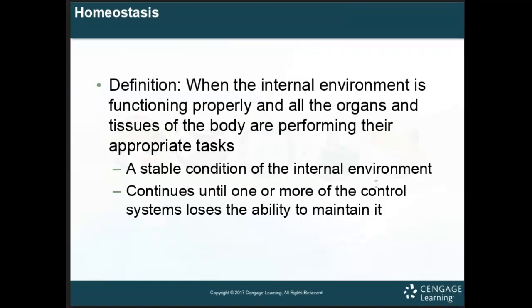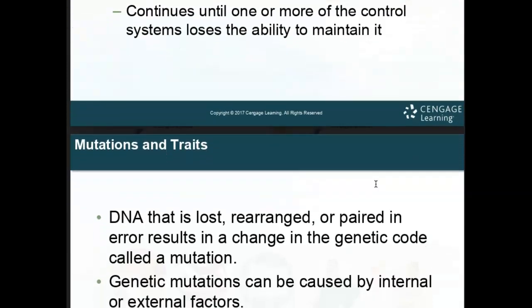Homeostasis. So we talked about this a little bit in the first presentation. The definition of it is when the internal environment is functioning properly and all the organs and tissues of the body are performing their appropriate tasks. A stable condition of the internal environment is homeostasis, and it continues until one or more of the control systems loses their ability to maintain it.